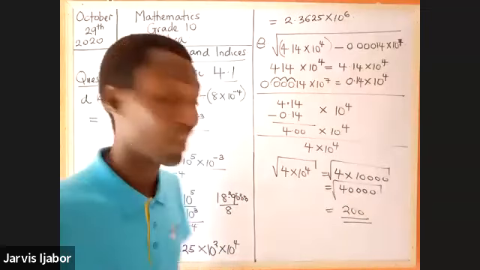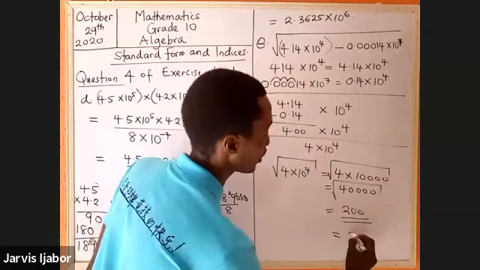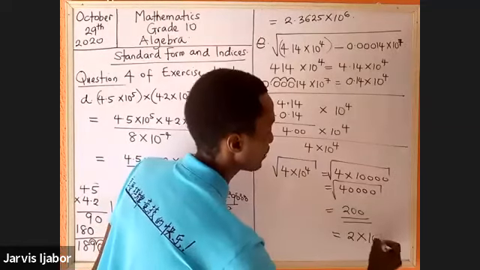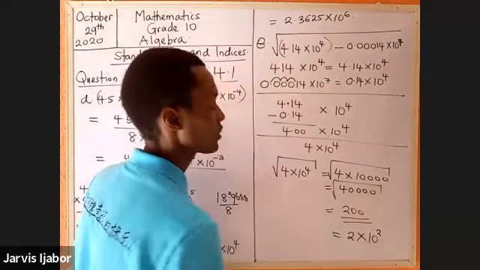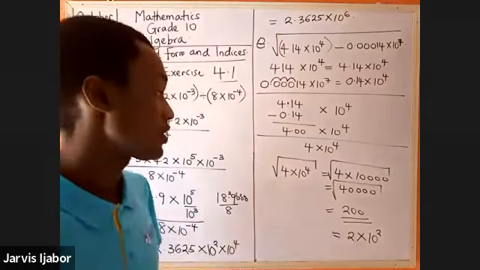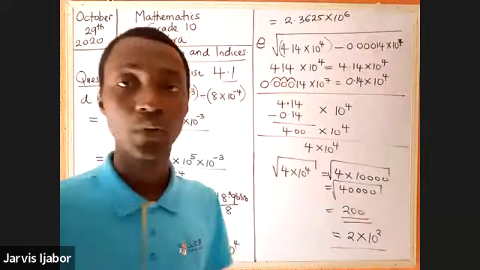We're told to leave it in standard form. So we will write this in standard form, which becomes 2 times 10 raised to the power of 2, two decimal places back. And that will take care of that problem. Okay?